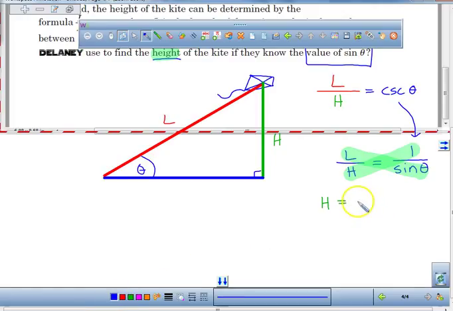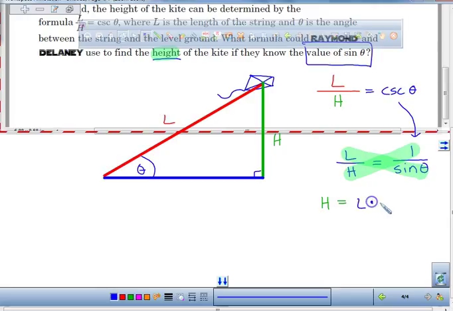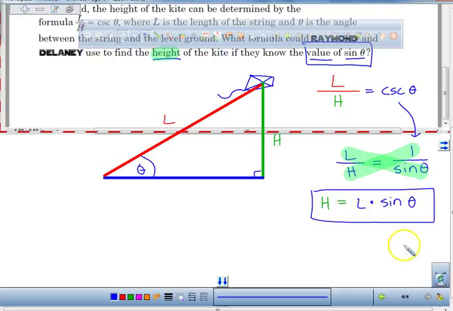And what is the height equal to? L times sine of theta. Now, why did we have to convert it? Because we only knew the value of sine. So if you know the value of sine, and you know the length of the string, then the height of the kite will be L times the sine of theta. And that's what you would use to find the height.